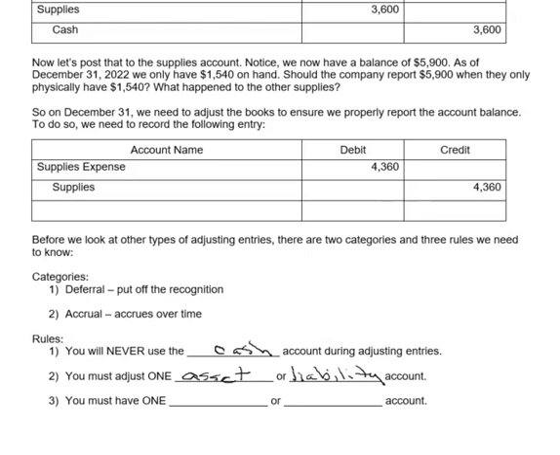And then the last thing we must remember is you must have one revenue or you must have one expense. Okay. Now again, you're not going to have both. You're going to have one or the other, but you must hit one revenue account or you must hit one expense account for that adjusting entry. All right.